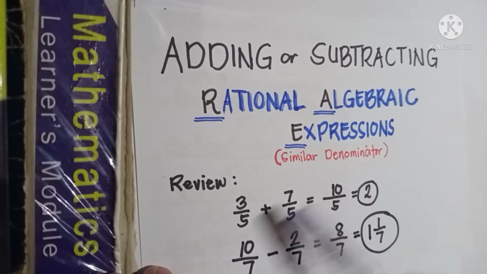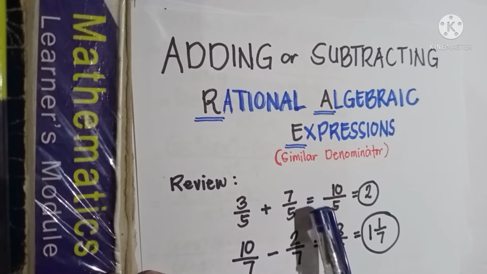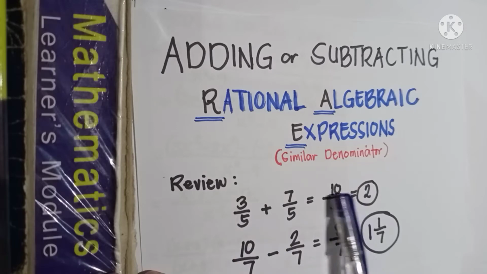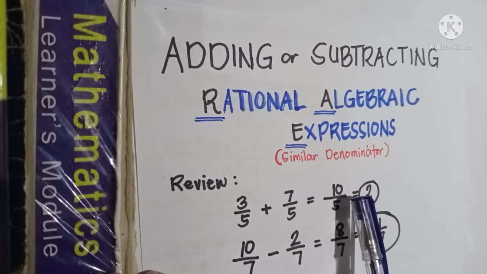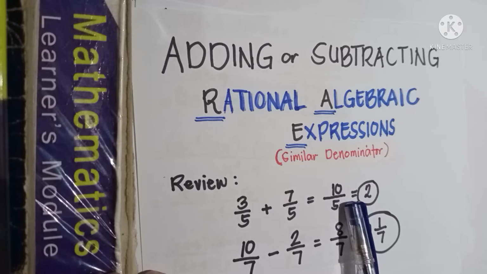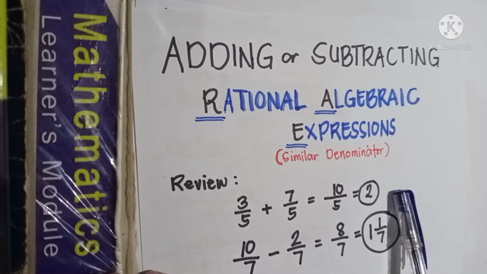But before that, let's have a short review on how to add or subtract fractions. Number 1, 3/5 plus 7/5. Since we have a common denominator, we will copy 5, then add the numerators. 3 plus 7, that is equal to 10. Since this one can be simplified, the final answer is 2, because 10 divided by 5 is 2.